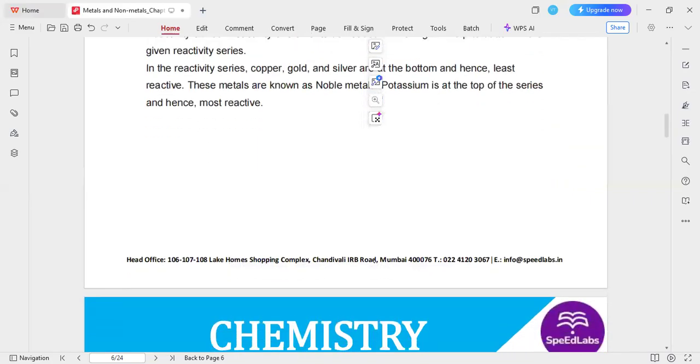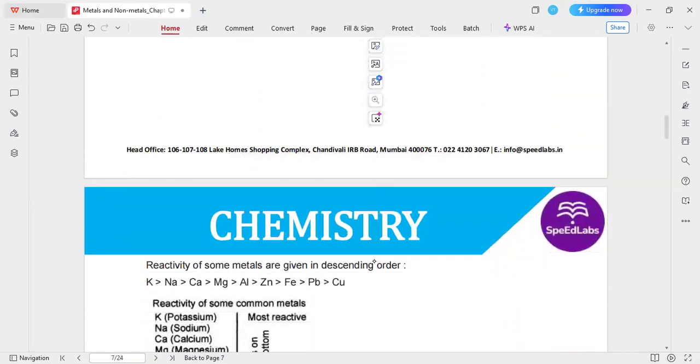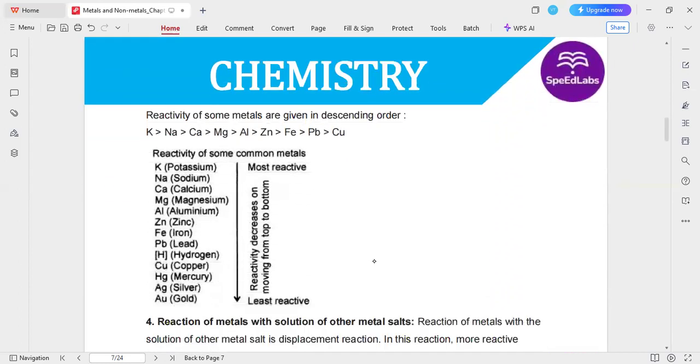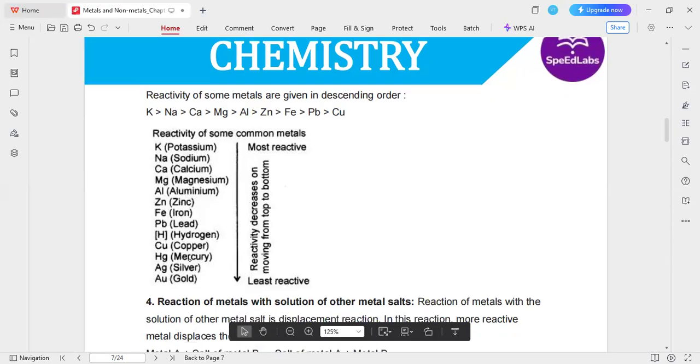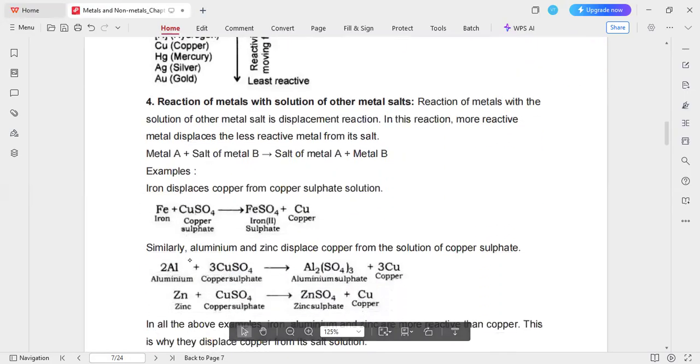Now the reactivity series, which I told you about just now. The order of decreasing reactivity of the metals: once again, you can see this. K for potassium, Na for sodium, Ca for calcium, Mg for magnesium. From top to bottom, reactivity decreases, children. So potassium is most reactive, then sodium, calcium, magnesium, aluminum, zinc, iron, lead, hydrogen, copper, mercury Hg, silver Ag, and gold Au.